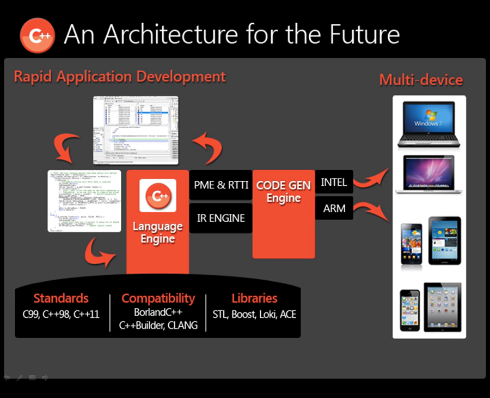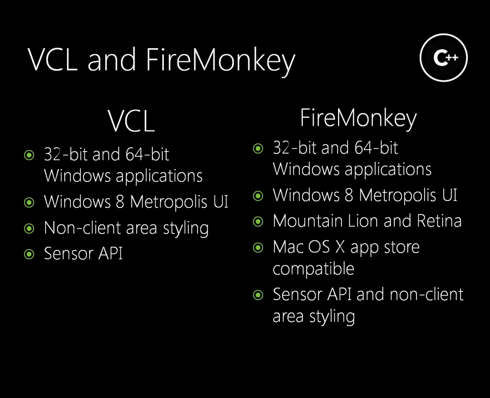The new compiler gives you the best of all worlds: the visual rapid application development environment, support for all the latest language standards, compatibility with Borland C++ and the standard libraries, and the ability to generate Intel code for 64-bit Windows, and in the future for ARM processors for multiple devices. You can compile your VCL and FireMonkey applications using the new 64-bit compiler, and continue to use your 32-bit VCL and FireMonkey applications as well.